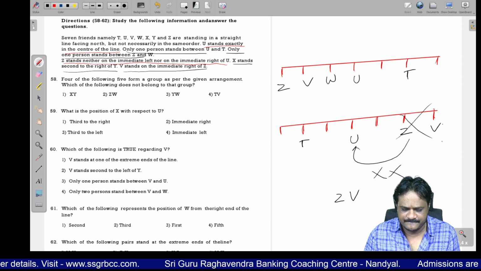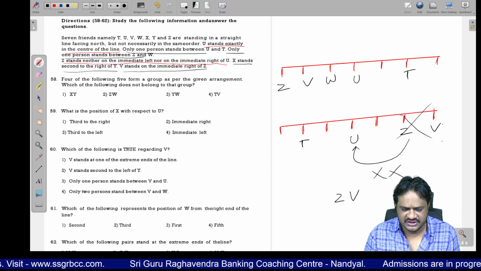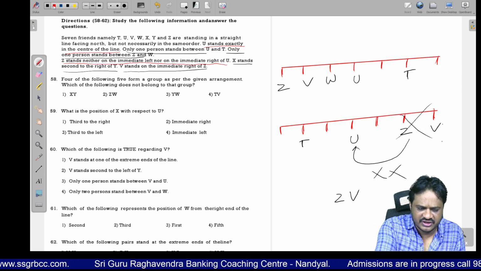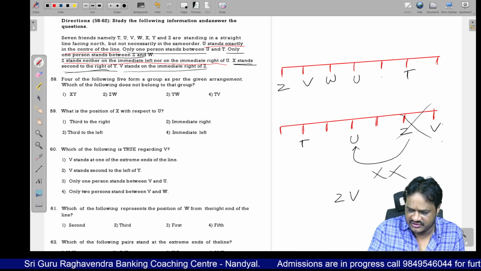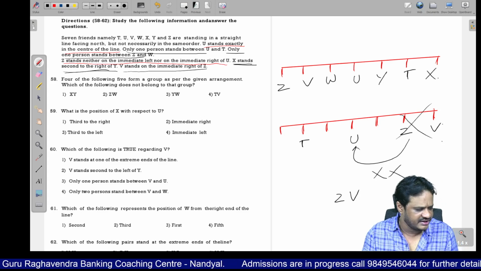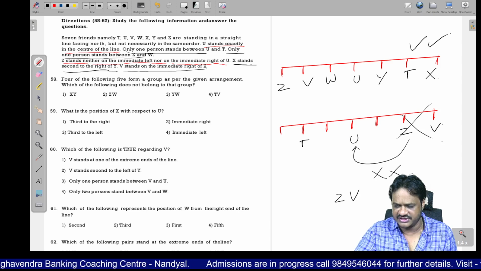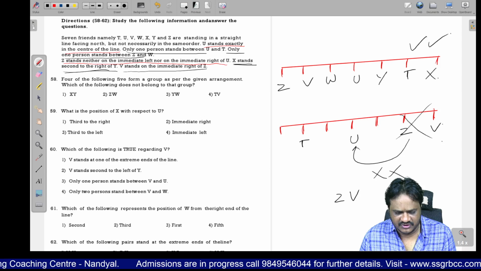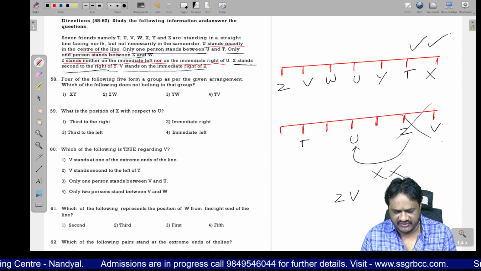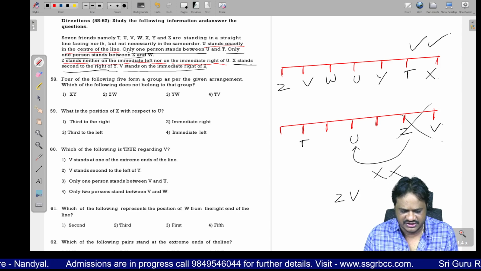Then see the next one. X stands second to the right of Y. So X is standing second to the right of Y. Y, right, second X. So this is the correct arrangement. Now first question. Four of the following five are alike in a certain way and hence form a group, which is the one that does not belong to the group.